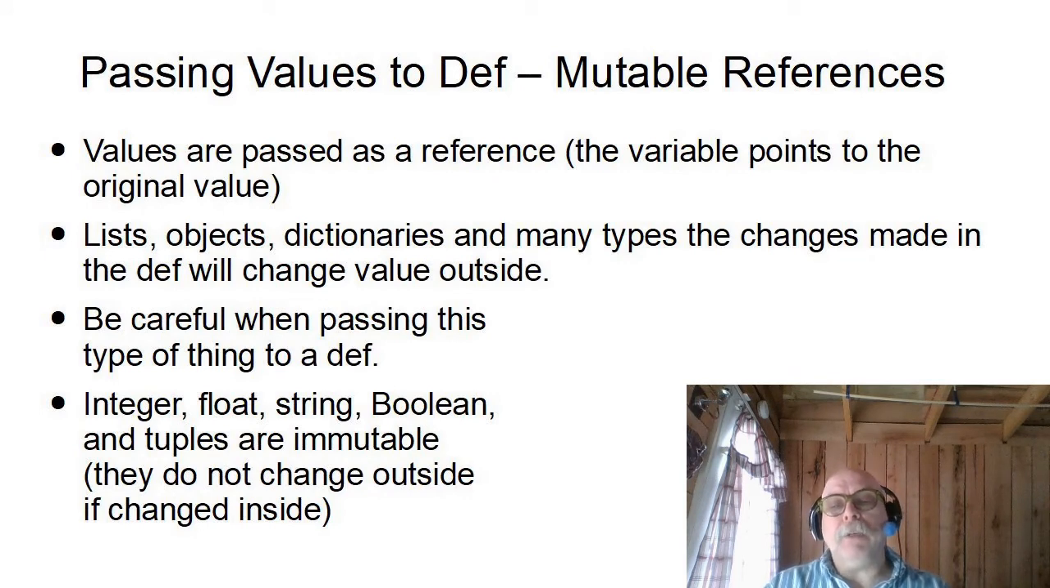If you pass an integer, float, string, boolean, or tuple, those are immutable. And if you change the passed variable in the code, it actually creates a new copy, and it is local to the definition. Let's look at an example of that because this gets a little confusing dealing with variable scoping and mutable references versus non-mutable references. So let's look at an example here on the next slide.